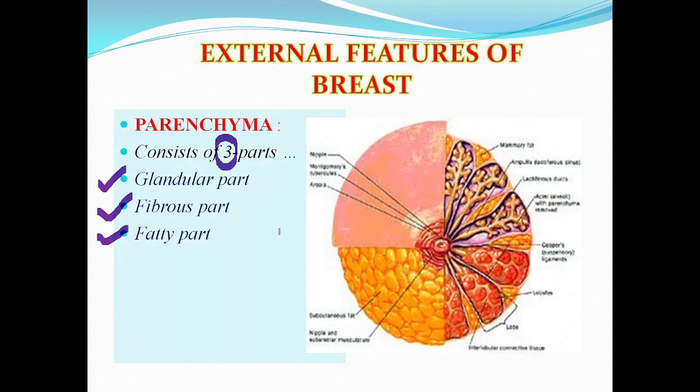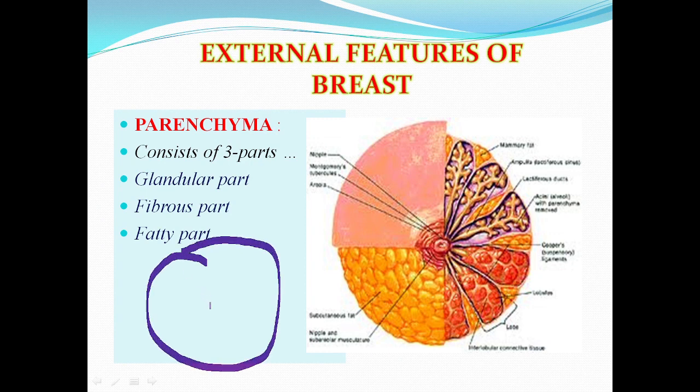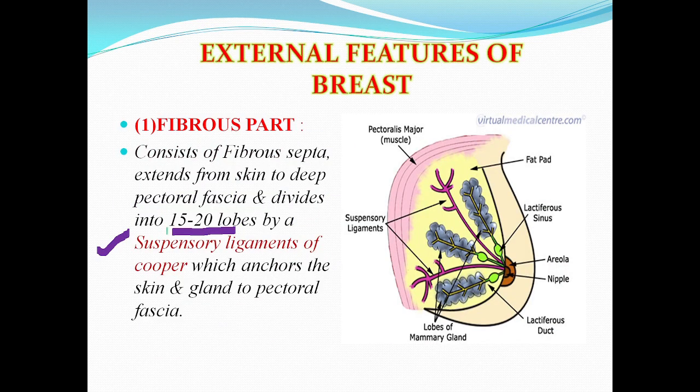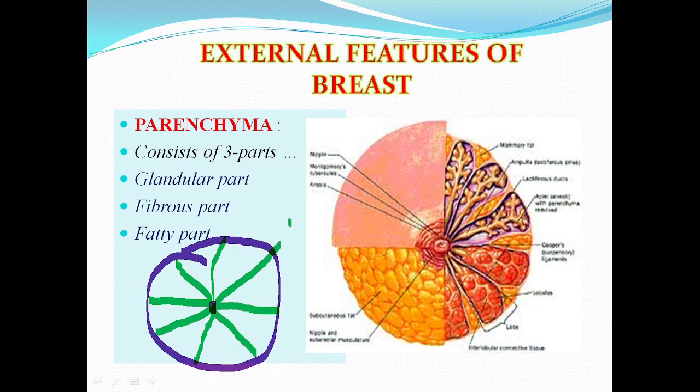What does this explain? Let me put up a diagram so that you will understand very clearly. Now I am drawing a mammary gland here, and at the center you have the nipple surrounded by the areola. Here this is one suspensory ligament of Cooper, second suspensory ligament, third, fourth, fifth, sixth, seventh, likewise so on. I am going to have 15 to 20 lobes which are separated by the suspensory ligament of Cooper. The green color one is the suspensory ligament of Cooper.